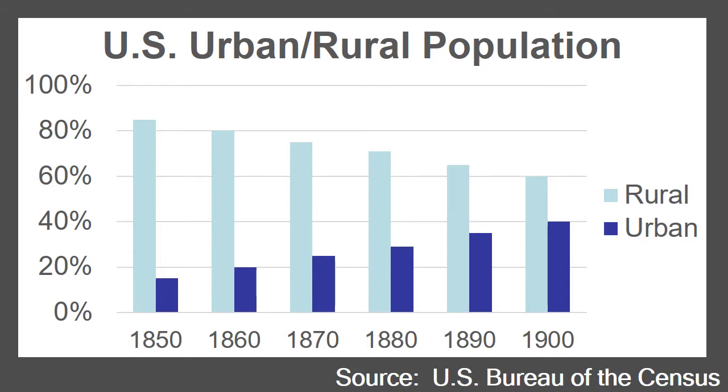These were known as new immigrants, since they came from different parts of Europe than in the past. They came from Eastern and Southern Europe. They were ethnically different and from different religions.